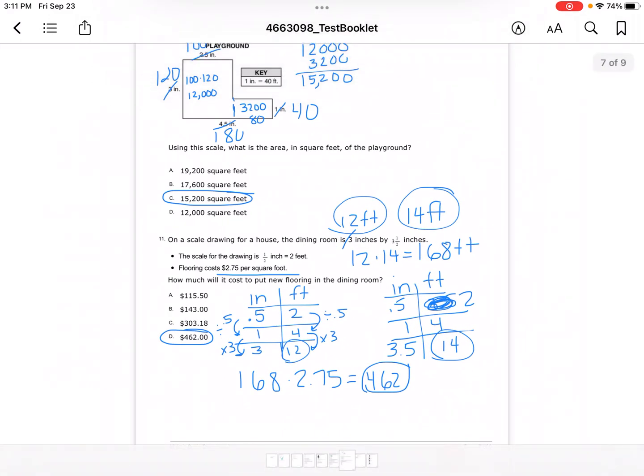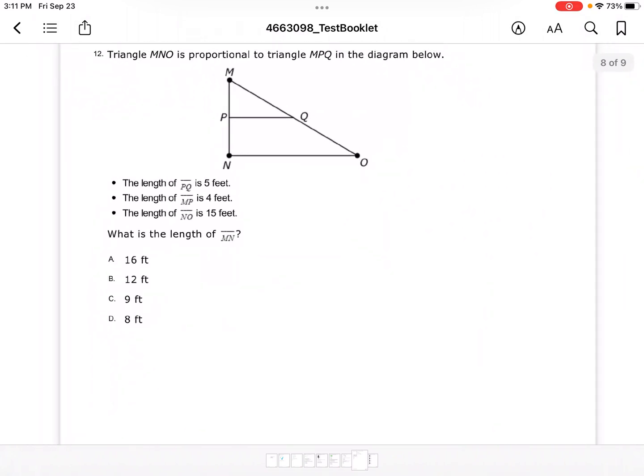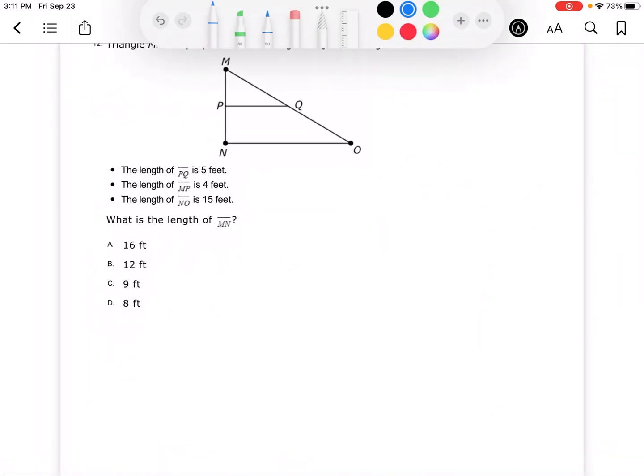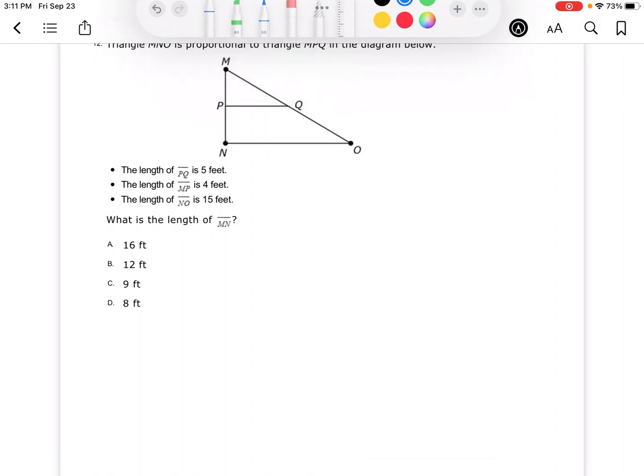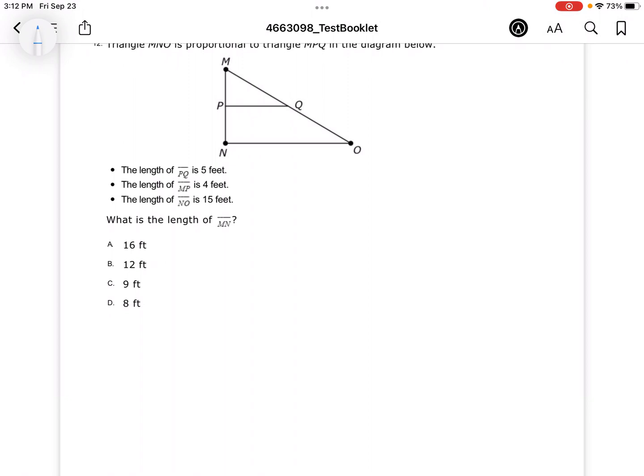All right, we got 2 more questions to go. All right, this is probably one of the more controversial problems. So I'm going to first label my sides. That was one thing I noticed in your work, that a lot of you didn't draw the picture and label your sides. So PQ was 5, MP is 4, and then NO is 15. Okay, so I'm looking for this side.